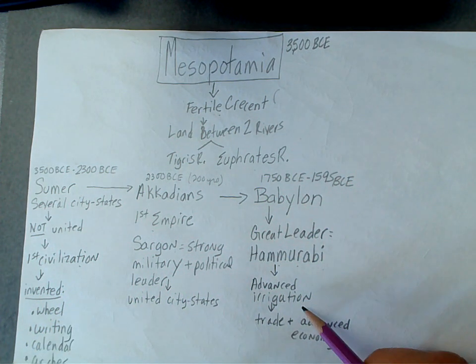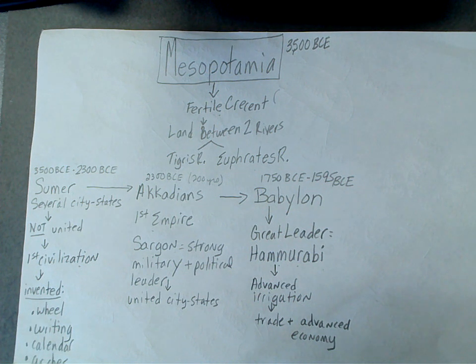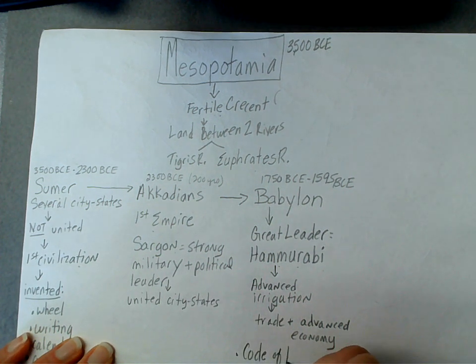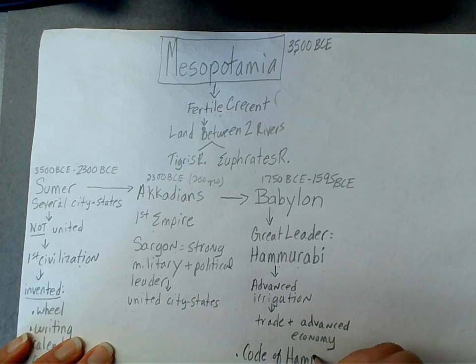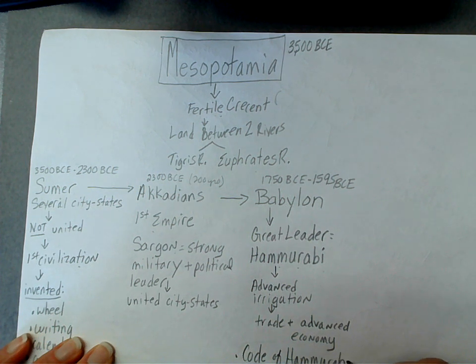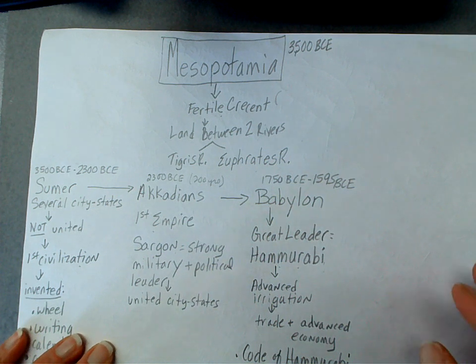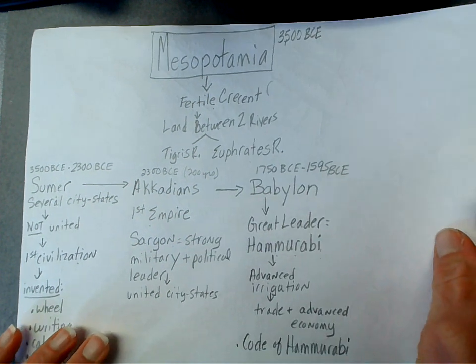Okay, so the advancements in irrigation allowed for more food to be produced, and now he could trade with other areas, other groups, and that advanced their economy. And he's famous for the Code of Hammurabi. If you don't know how to spell Hammurabi, we spelled it up here in slow motion, so you can just go up to that section and recopy that down.